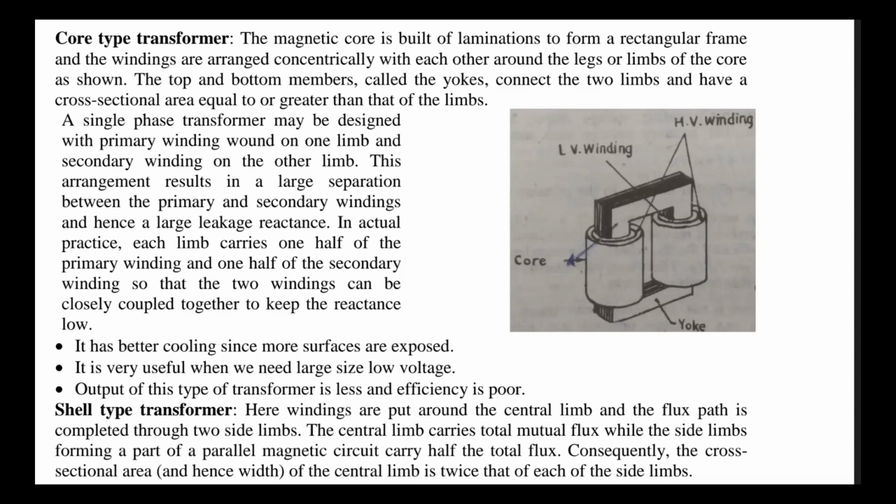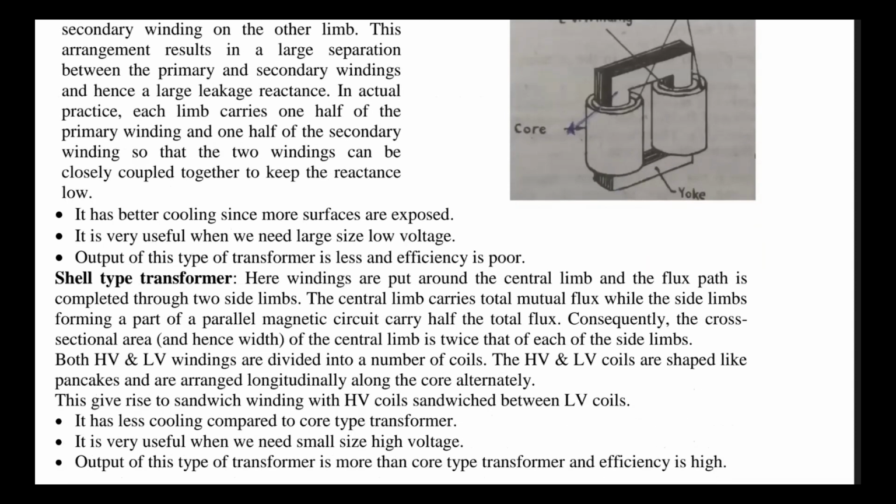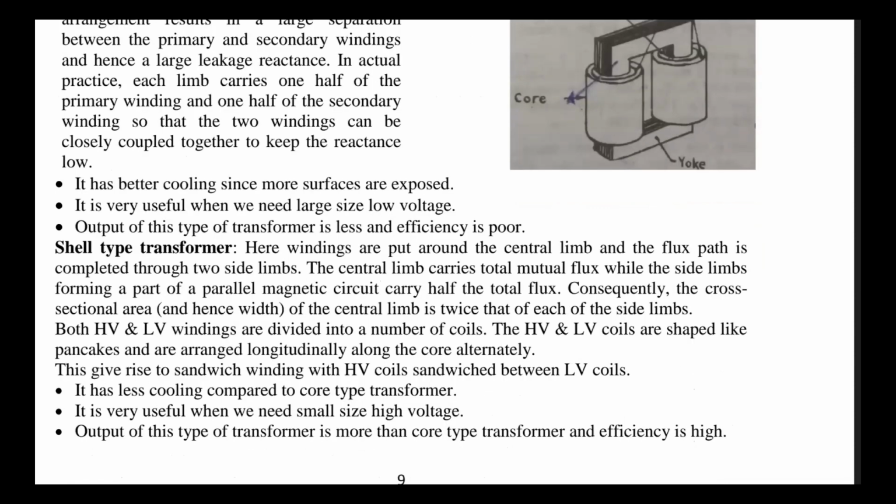Now the application part. The core type transformer is used for large size low voltage transformers. Size may be large, but the voltage is less, and its efficiency is poor. Low voltage is there, but cooling is more. And in the shell type transformer, its application is with less cooling, but it is used in small size but high voltage transformers, and also efficiency is more.